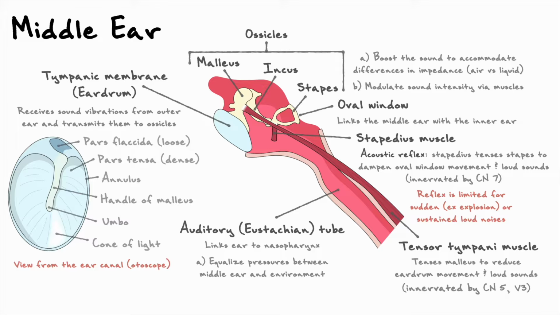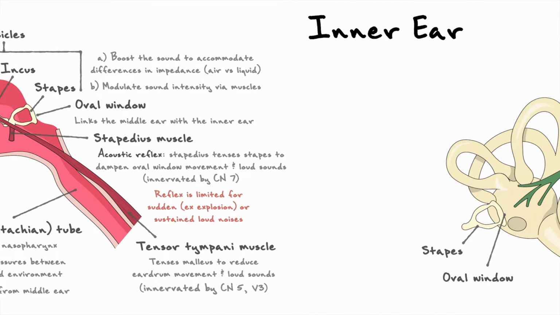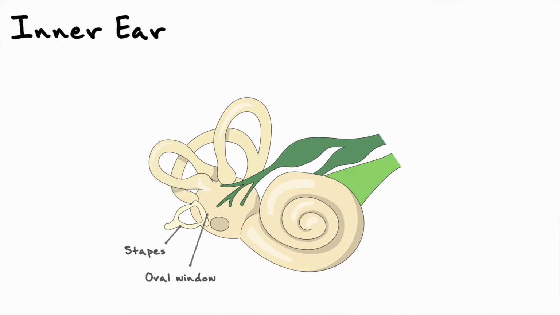Lastly, the eustachian tube can also serve as a conduit that drains the mucus that might form in the middle ear in instances of infection. With this being said, this concludes our discussion on the middle ear. Let's now move to the inner ear by following the stapes and the oval window.